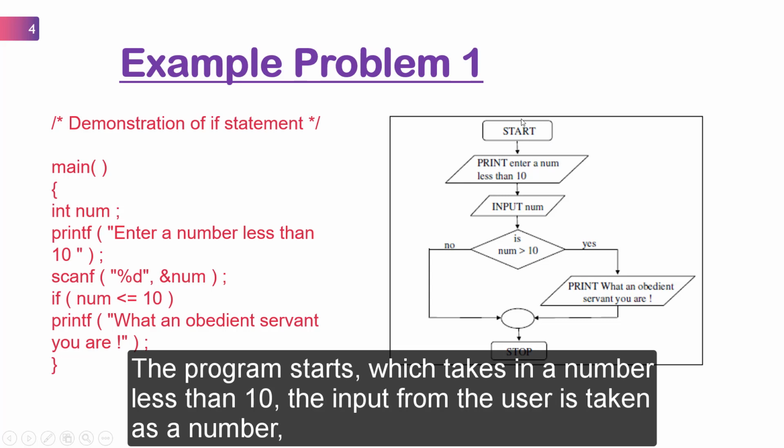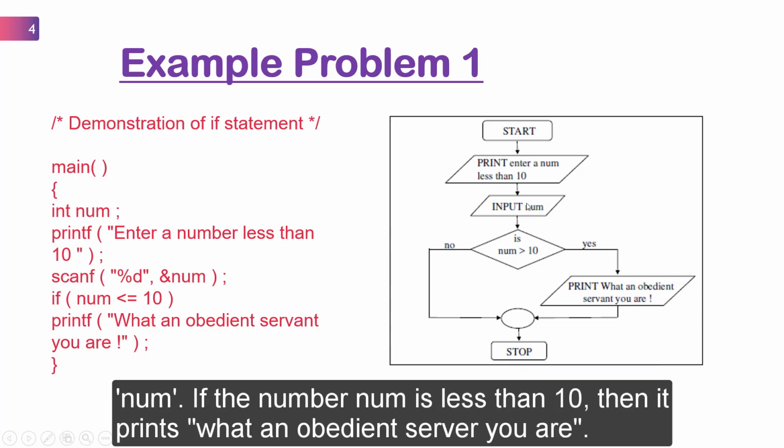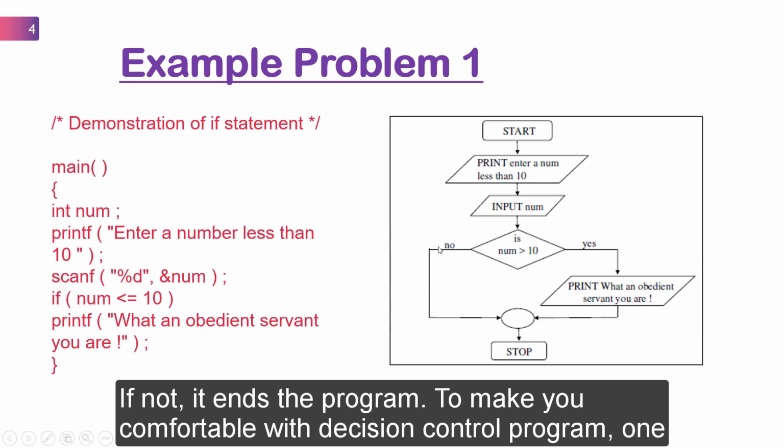The program starts, which takes in a number less than 10. The input from the user is taken as a number num. If the number num is less than 10, then it prints "What an obedient servant you are". If not, it ends the program.